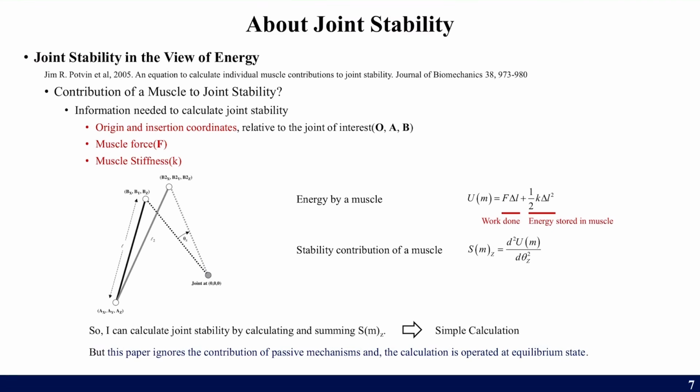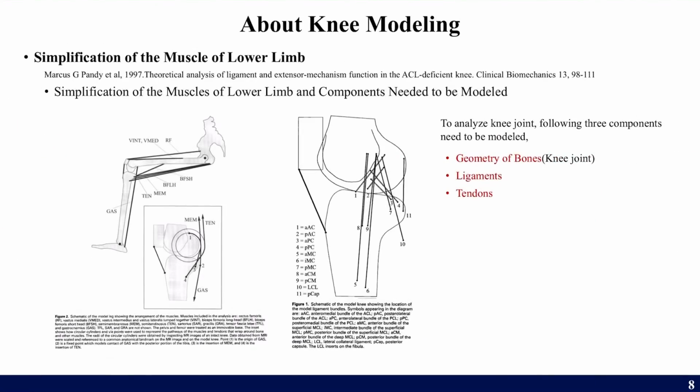But there are constraints of this paper. This paper calculates the joint stability at equilibrium state, and the paper ignores the passive mechanisms. So, like the passive force by ligaments and the reaction force of the joint. So I decided to apply the model to the knee joint.